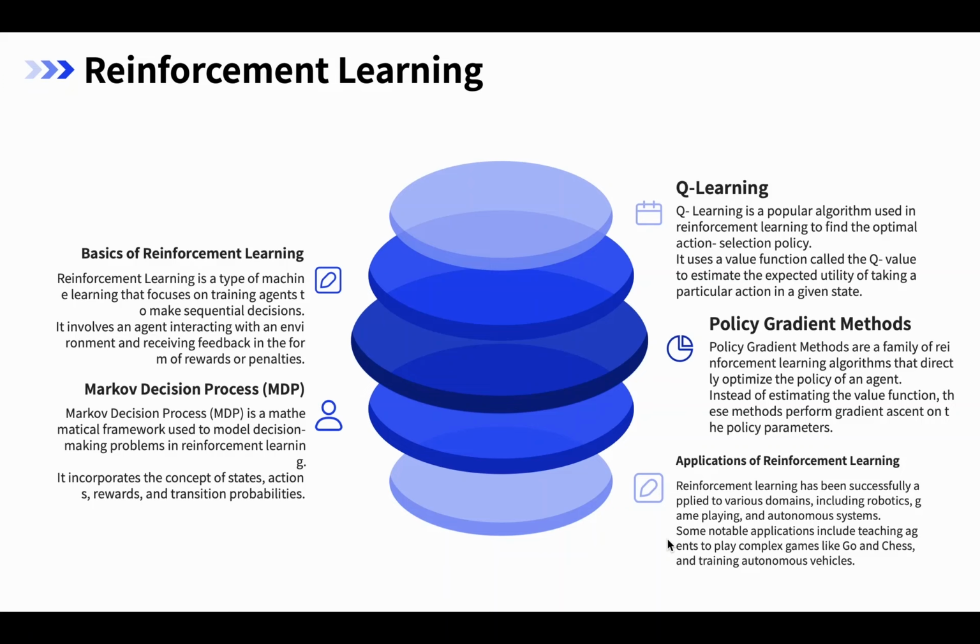Reinforcement learning. Okay, so reinforcement learning is a type of machine learning that focuses on training agents to make sequential decisions. It involves an agent interacting with an environment and receiving feedback in the form of rewards or penalties.